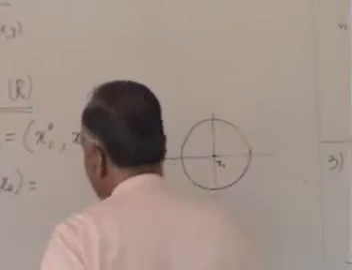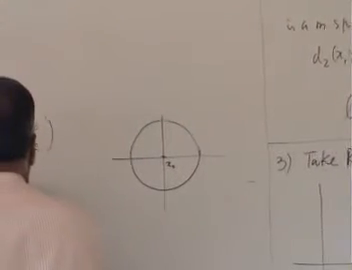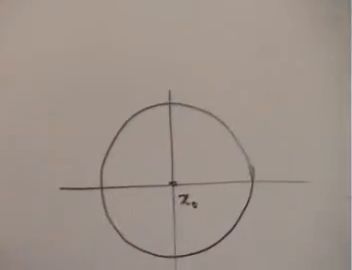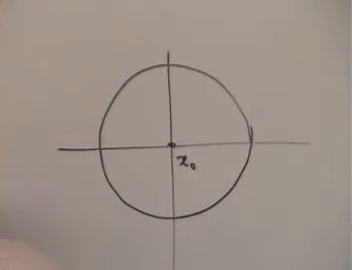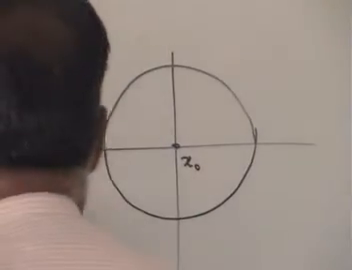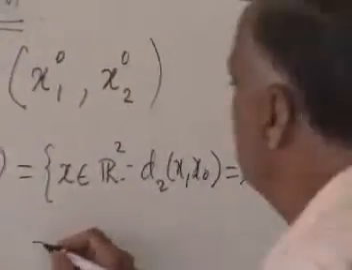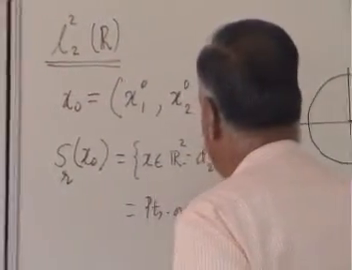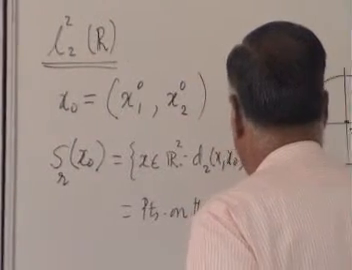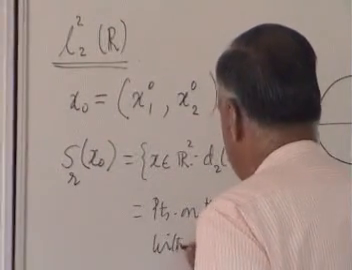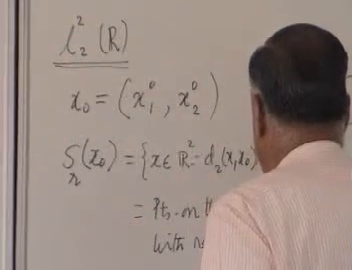So this is the set of all x in R2 such that the distance from x naught is exactly r. So that is the points on the circle with radius r and center x naught.